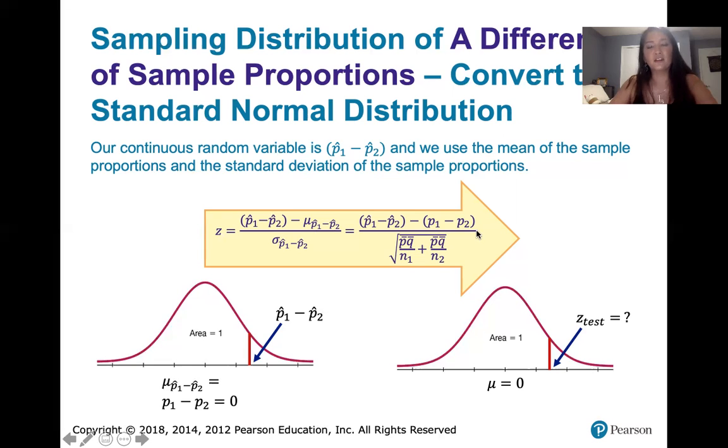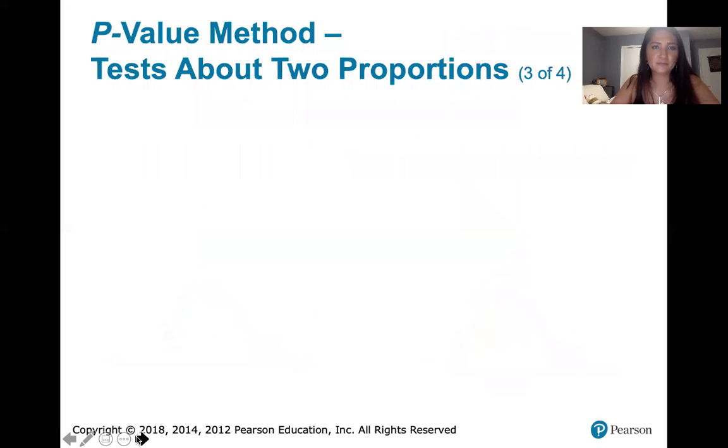Okay, so this is the formula that we're using, and the P1 minus P2 is assumed to be 0 because we're assuming that the null hypothesis is true, and in the null hypothesis, we're assuming that P1 minus P2 is 0. So again, this is the z-score, which is the number of standard deviations that P1 hat minus P2 hat is above or below the mean, provided that the null is true. And then we're going to make decisions from there.